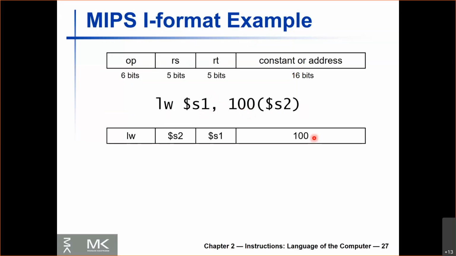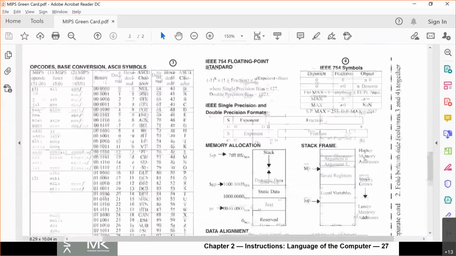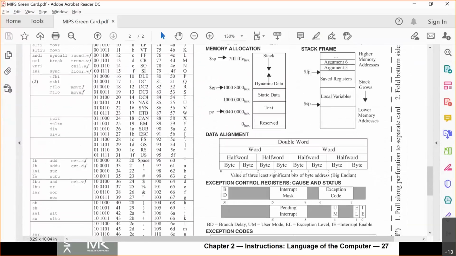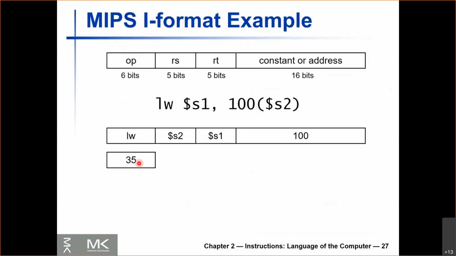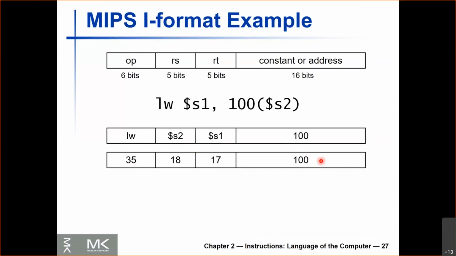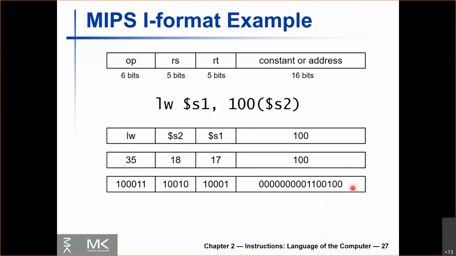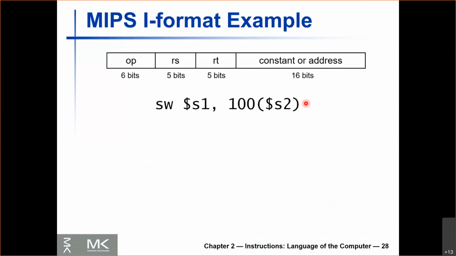Okay, and you know by now how to convert these to binary. Load, to find load, we look it up in the table over here. So we find load over here. So the opcode for load is 35. So here we put 35. Okay, and then we saw these before. S2 is 18, S1 is 17, and 100 is just 100. And then we convert these values to binary, and we get the 32 bits that are used to represent the load instruction.